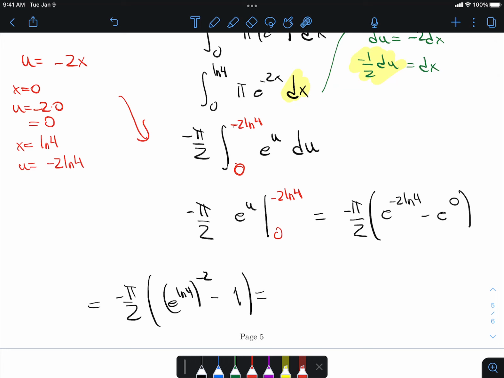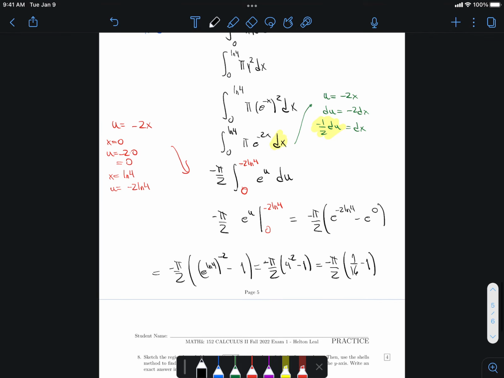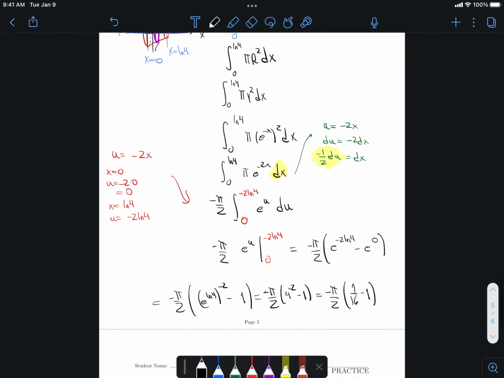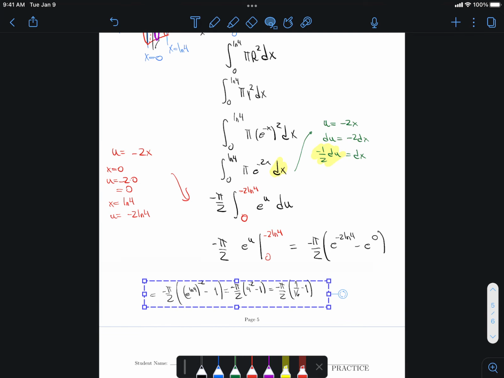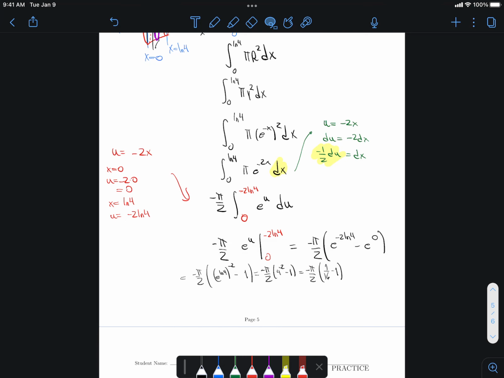And therefore I can write minus pi over 2 times 4 to the negative 2, which is much easier to see. That is 1 over 16 minus 1. I didn't manage my space very well here. I had a lot of space, but I didn't use it well.